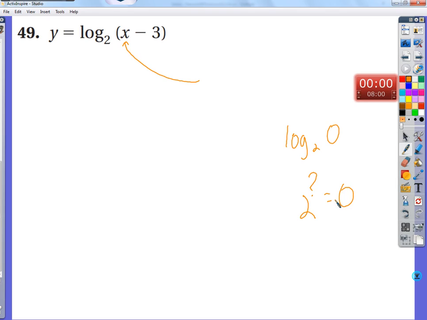2 to the 1, what would it be, -1? 2 to the -1? 2 to the 0 would be just 1. It would be 1/2. 2 to the -1 is 1/2. What about 2 to the 1/0? Huh? Can't divide by 0, so that's not a number that we can use.